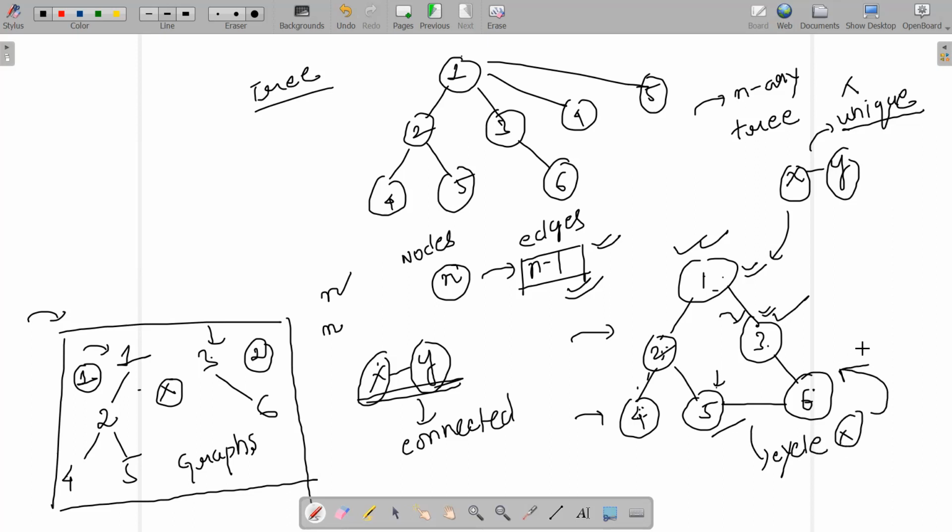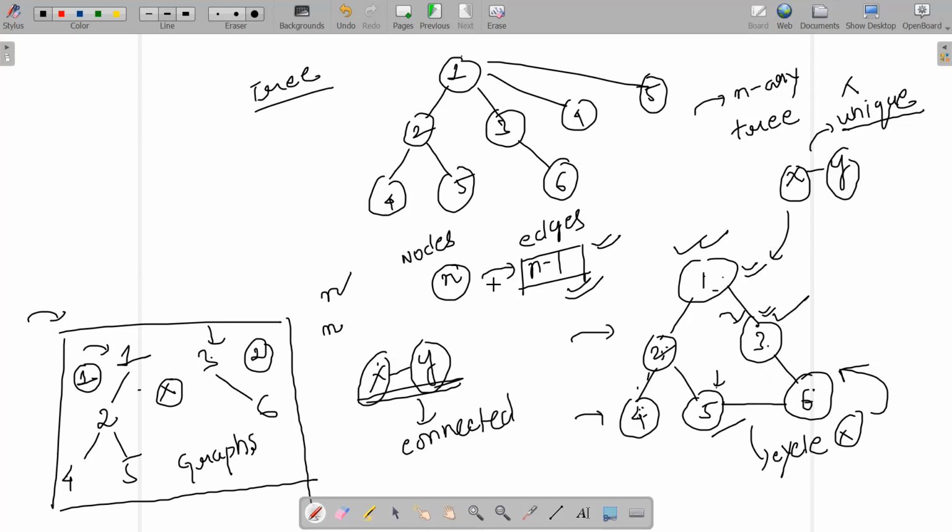Getting it, all of you? A cycle does not exist inside a tree. If a cycle exists, the structure is not a tree at all. Fine? All fine till here? Tell me that. All fine?